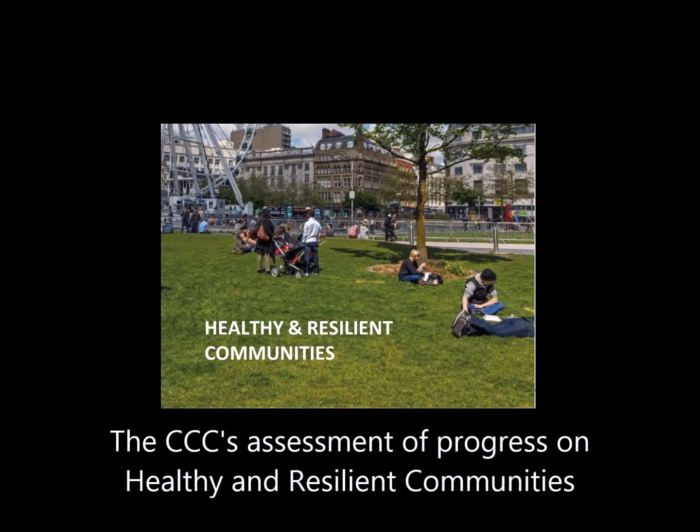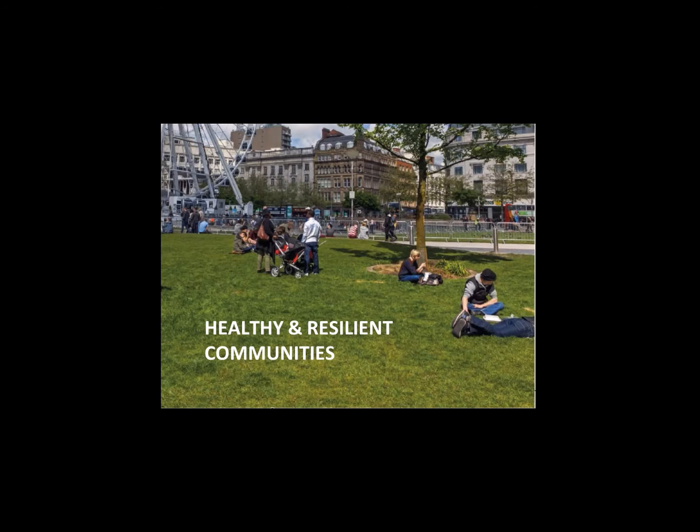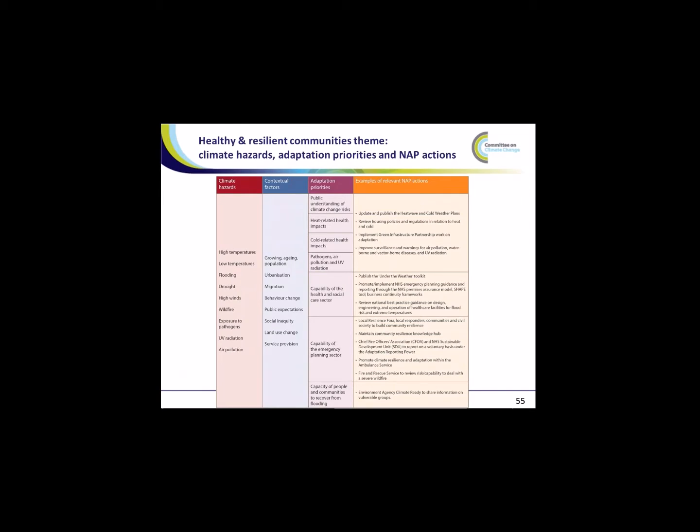The way we've done this is to split up the theme into some sort of hazard-related adaptation. I'll just go back to this quickly. So I think where you lost me, I was just saying we've split the healthy and community resilience theme into hazard-related adaptation priorities to do with heat, cold, pathogens, air pollution, and UV. And then the other side of the story, which is equally important, is the capability side.